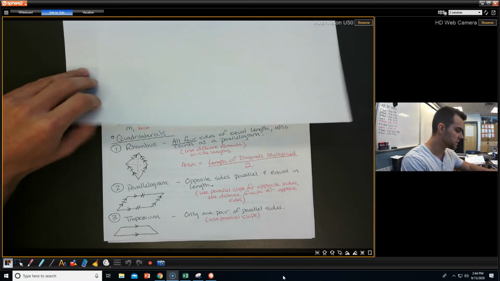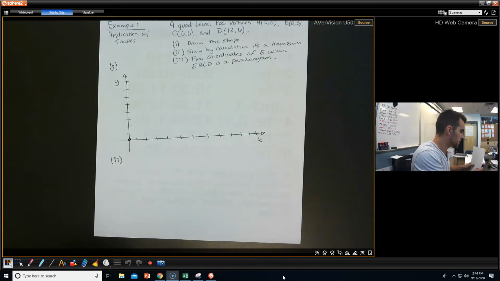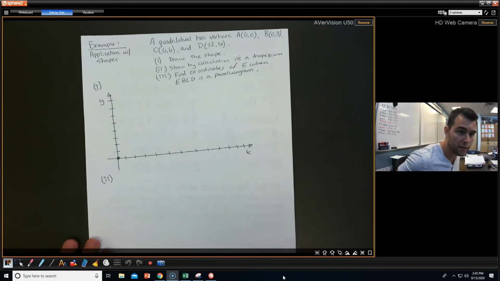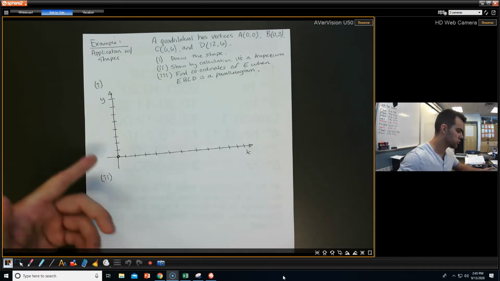So those are the shapes, and we're going to start using them here. This first problem is one I left off on Thursday, but I'm going to go over it again. The quadrilateral has vertices A(0,0), B(0,3), C(6,6), and D(12,6). We need to draw the shape, show that it's a trapezium, and then finally find new coordinates if we're assuming it's a parallelogram. Alright, so the first thing is drawing this bad boy.